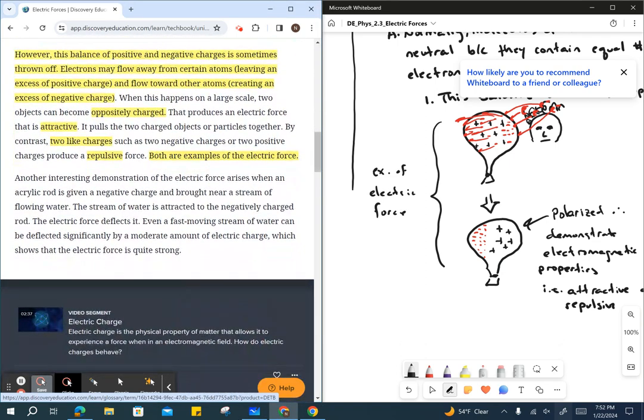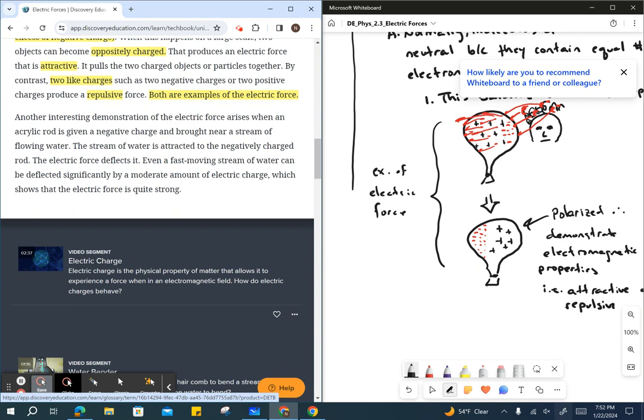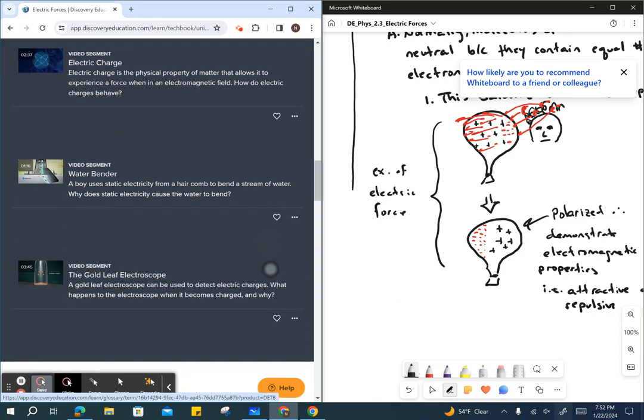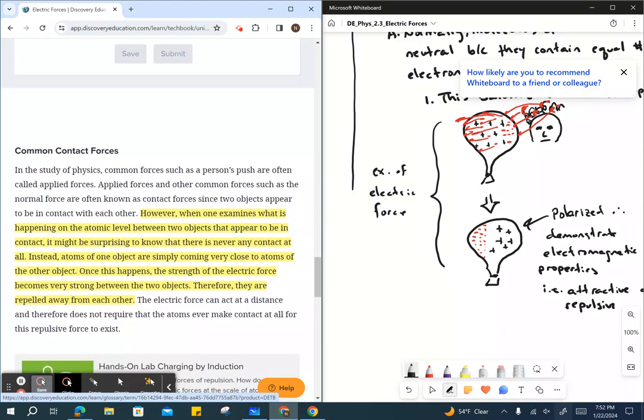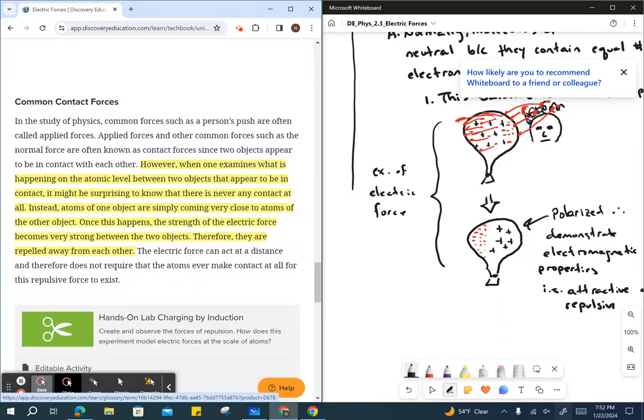And then they go and talk about how you can do this with water, which we've done from time to time. Perhaps you did that in your science class. There's a lot of ways. Water is a polar molecule, so it's a great way to demonstrate this. Okay, so let's scroll down here to the next paragraph.